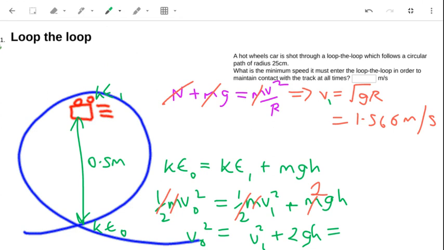And then I'm just going to remove the square root as well. So that gives me that v0 equals the square root of v1 squared plus 2gh. So I take my velocity here, I square that, add 2 times gravity times the height, which was 0.5. Take the square root again, and I get 3.50 meters per second.